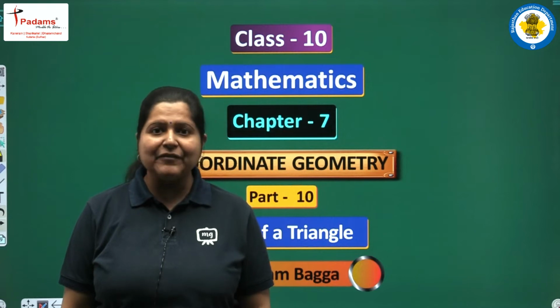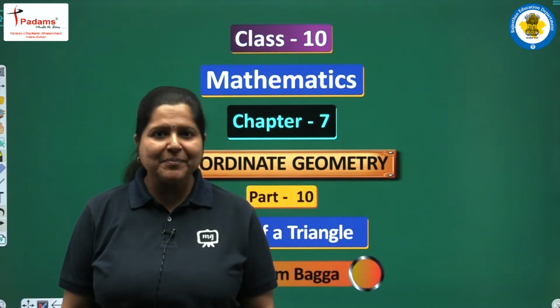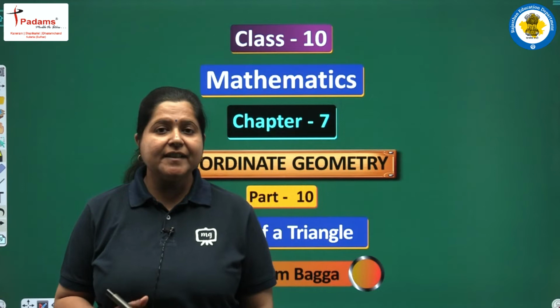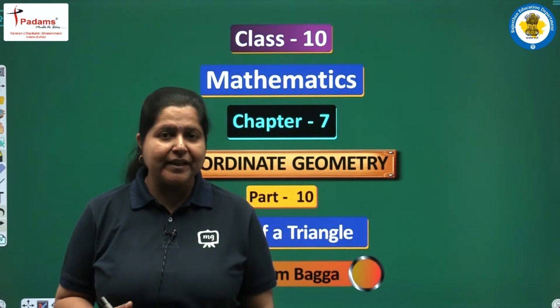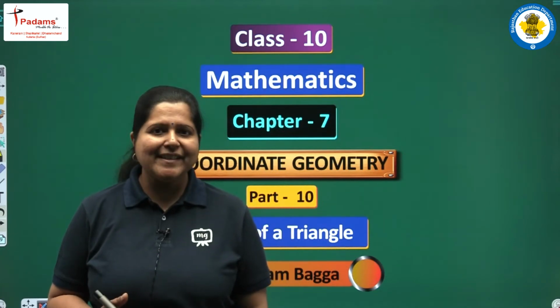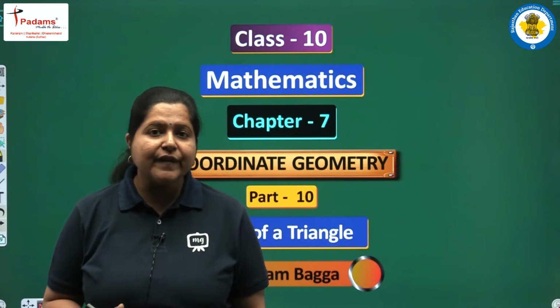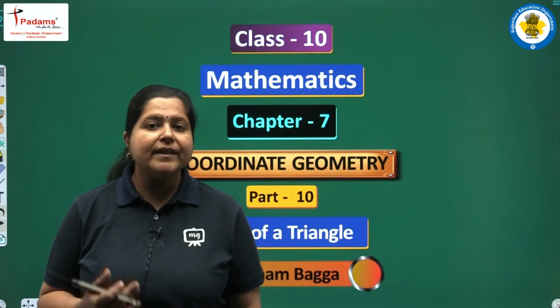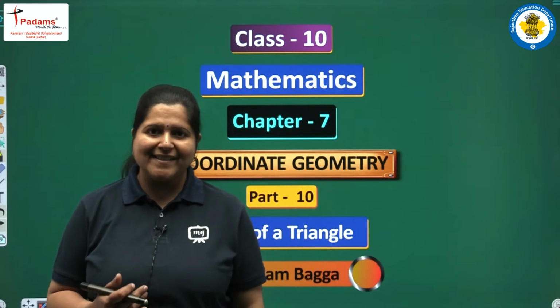I am Poonam Bagga and we are studying class 10th maths, chapter 7 coordinate geometry. After learning the distance formula, the section formula, the midpoint formula, today in this chapter we are going to learn how to find the area of a triangle when the coordinates of its vertices are given.